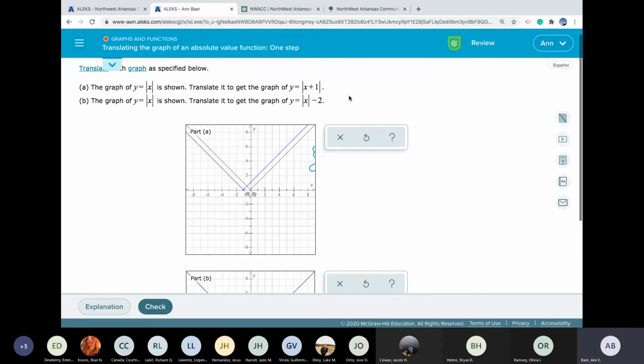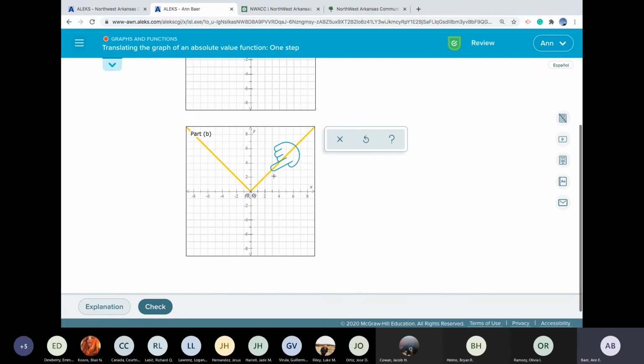So next, we want to do this. The parent function is the same. Translate it to get the graph of y equals absolute value of x minus 2. Now, -2 is down the street, because there's an absolute value sign in between. So this works like we think. We want to go down 2 units.